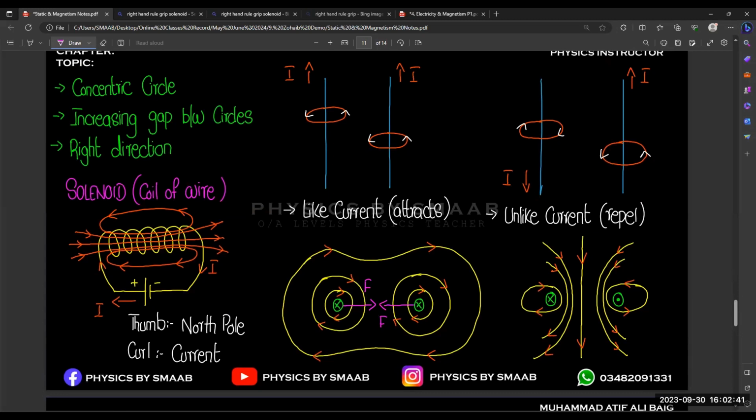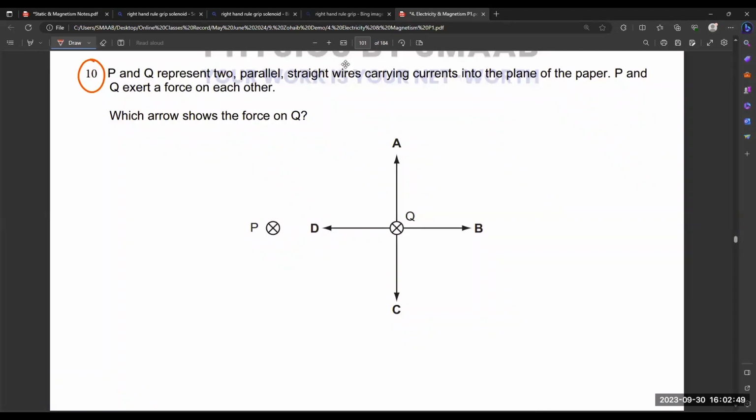So would the answer be D? Okay, let's check the question again. Which arrow shows the force on Q? It will be B, right? Because that is in the direction of P, that shows you the concept of attraction.